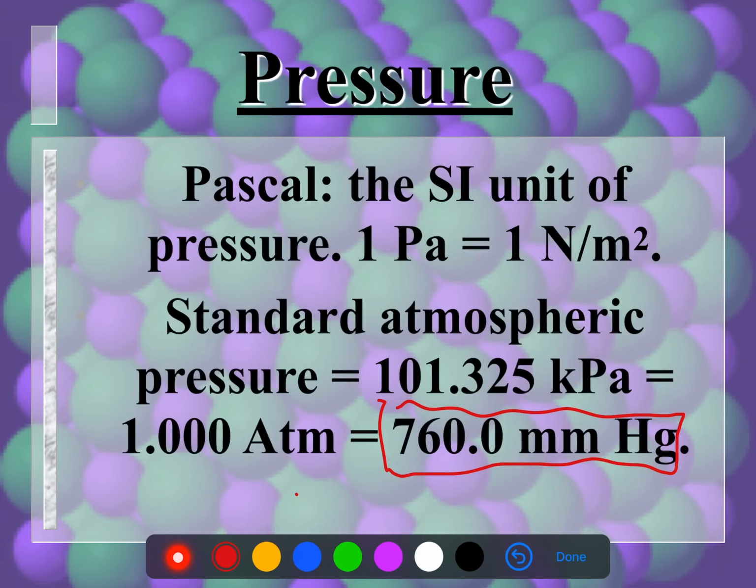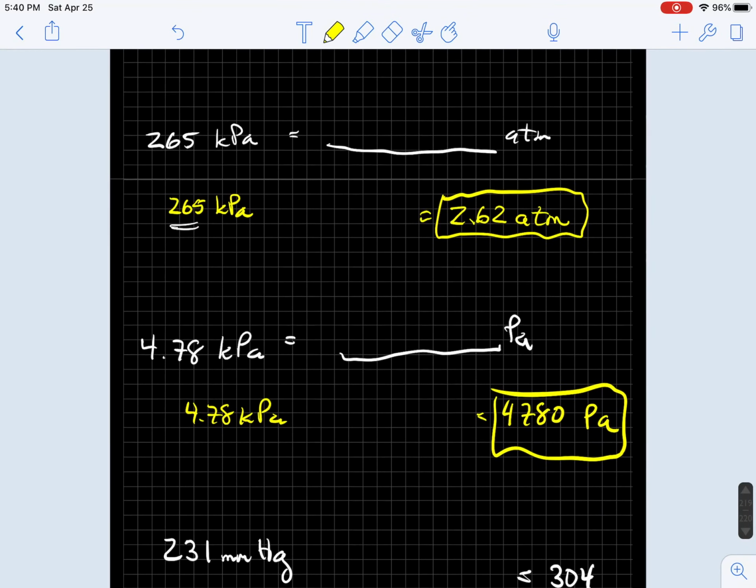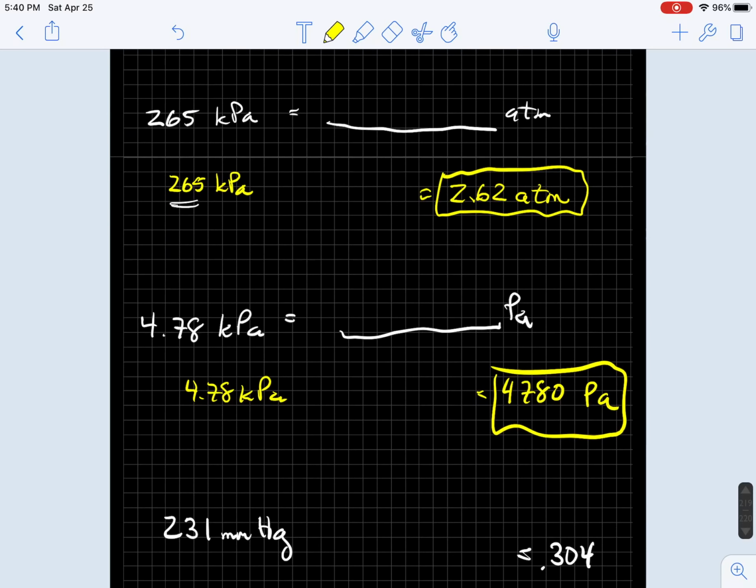You do not have to memorize the values. The conversions will be given to you. But let's take a look at them to review our technique on conversions. First one, and I did these prior, so I kind of left some of it up here. 265 kilopascal, how many atmospheres is that?